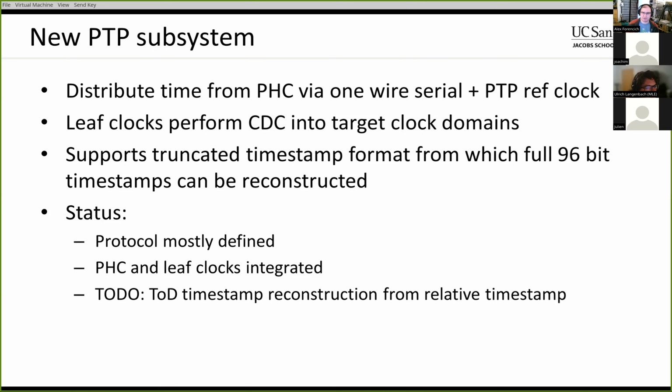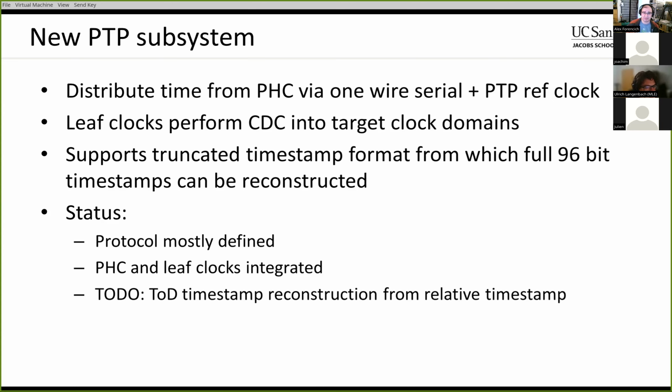And then also what I want to be able to do ultimately, I haven't switched this over yet, is to support a truncated timestamp format from which the full 96-bit timestamps can be reconstructed. This will save a lot of FIFO resources with handling the captured, received, and transmit timestamps for all the packets. They can then be converted back to the full time of day timestamps when necessary, so for inclusion in the completion records, or internal processing, or whatever.